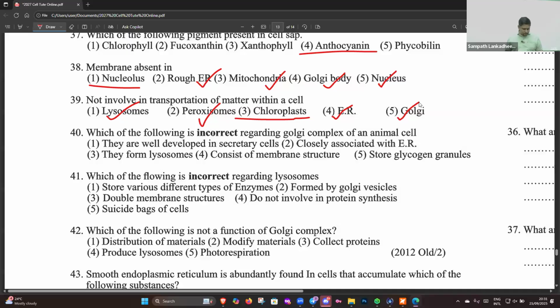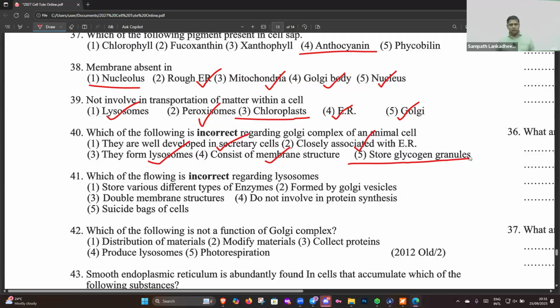Question number 40. Which of the following is incorrect regarding the Golgi complex of an animal cell? They are well developed in secretory cells, yes. Closely associated with ER, yes. Form lysosomes, yes. Consist of membrane structures, yes. Store glycogen granules? No. So the fifth one is the answer.